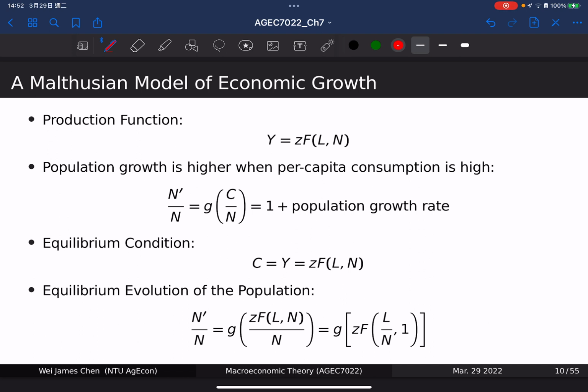Okay, you definitely heard about Malthus in your high school history textbook. Okay, and it's famous. I still remember when I was in high school that I had to memorize that. 马尔萨斯写了这个人口论。Okay, basically that's the Malthus I'm talking about right now.